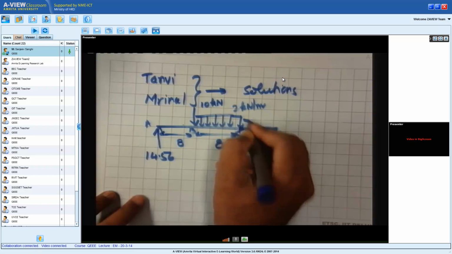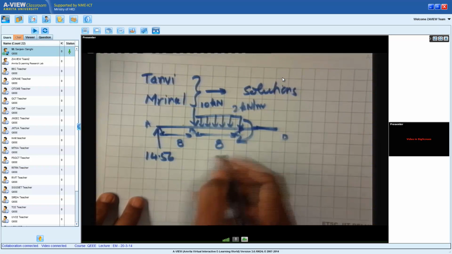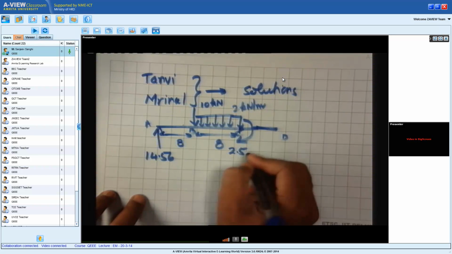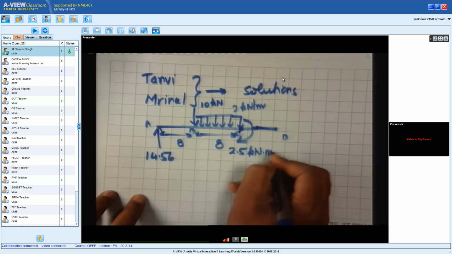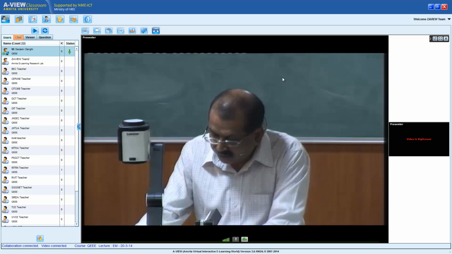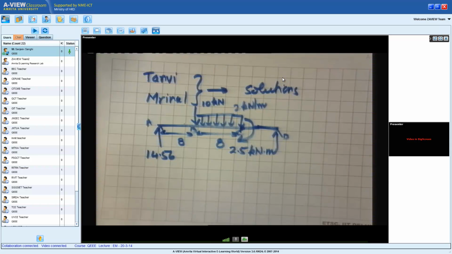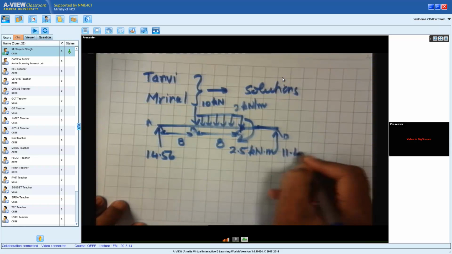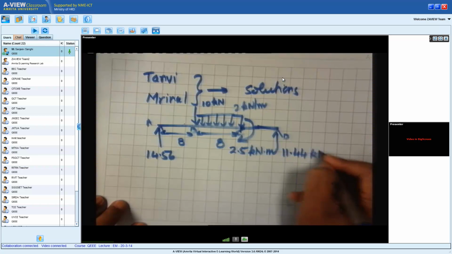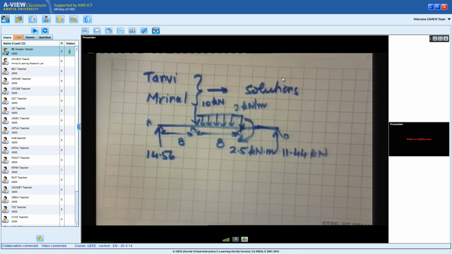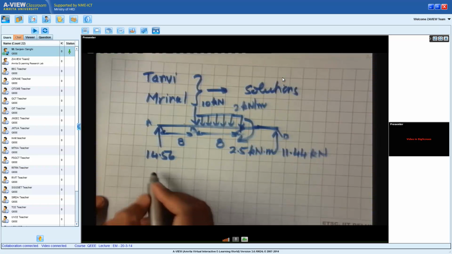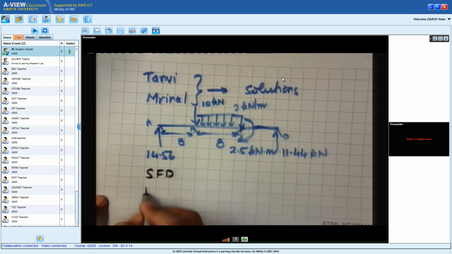At point C, there was also in the effective loading a concentrated moment of 2.5 kilonewton meters. And then we had the final reaction at the other end, which was 11.44 kilonewtons. And I asked you to plot the shear force diagram and bending moment diagram for this.